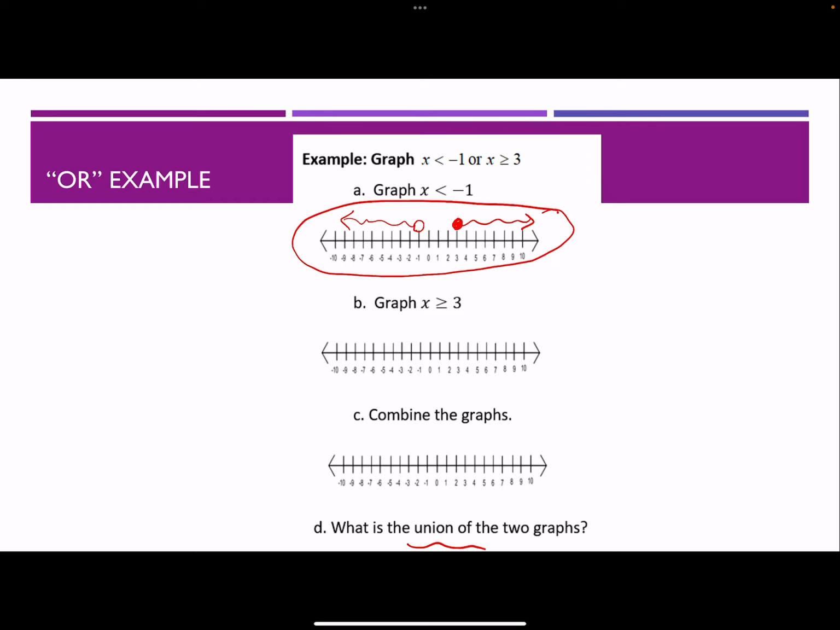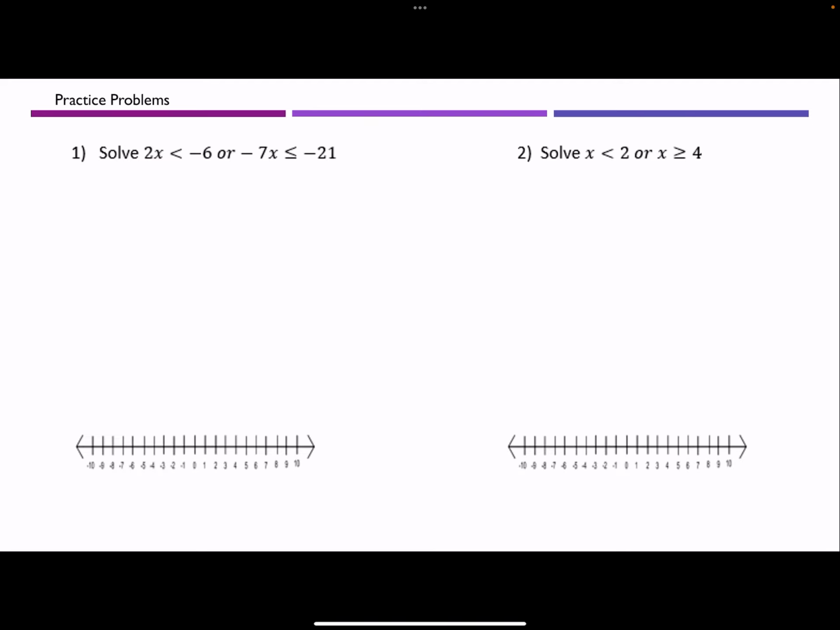And hopefully this should look familiar because you've probably done this before. So now going down to the practice problems. Before we were just graphing. Now you're going to actually have to solve and graph. So you're going to have to solve the inequalities first and then graph the solutions.